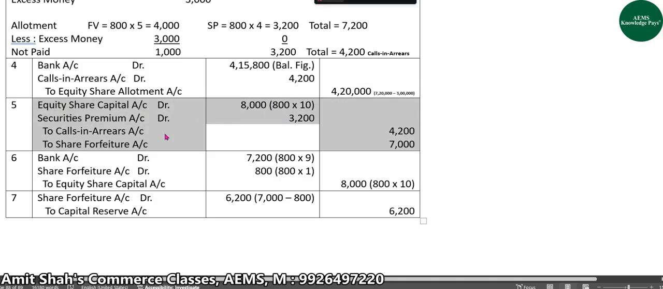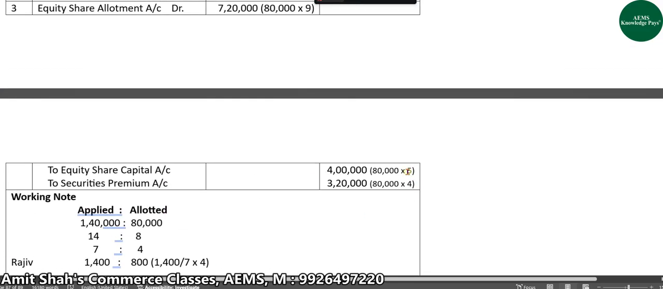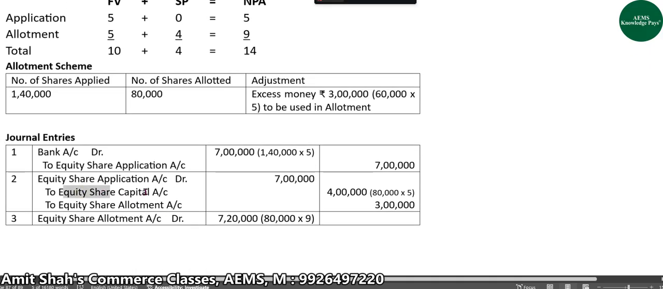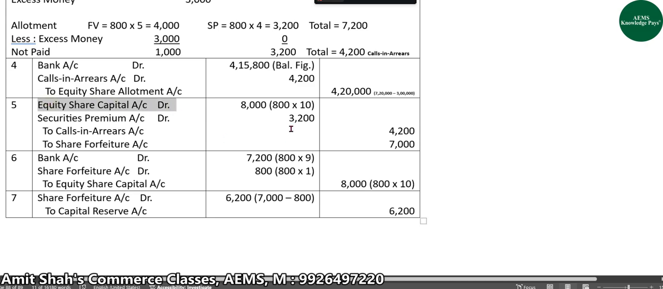Just before this entry, see for how much amount per share you have created capital. Here we created capital with rupees 5 per share, and again before this we created capital with rupees 5 per share. So in totality we have created capital with 10. So here we will debit capital with 10 only. That is why I took 10 here.